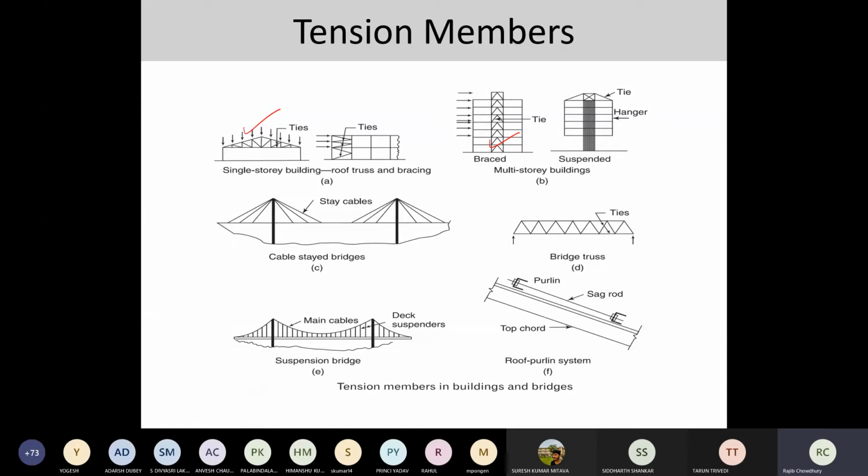So the tension members occur as a component of the truss or even at the bridges, cable stayed bridges, or the main cable or the stay cable. Whatever the cable stayed bridges, those cables are also composed as a tension member. Sometimes you may have seen also in the truss or the roof, there are the purlins and the sag rods. Those purlins and sag rods are also to be considered as the tension member.